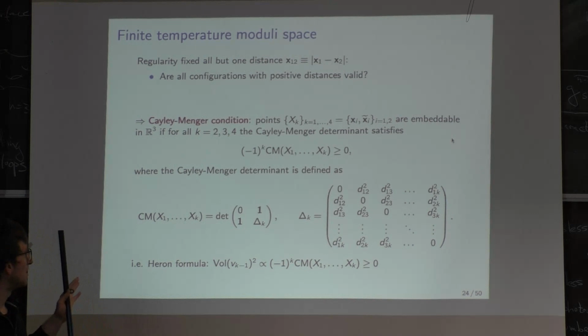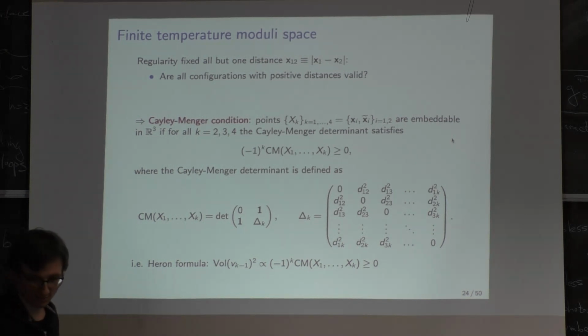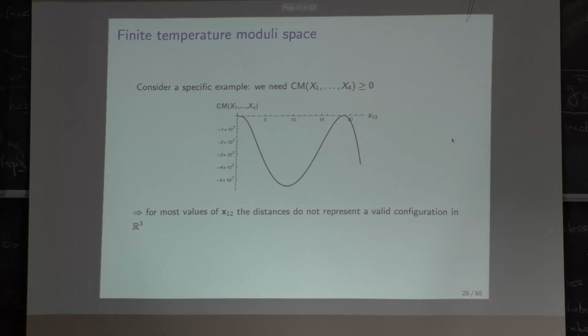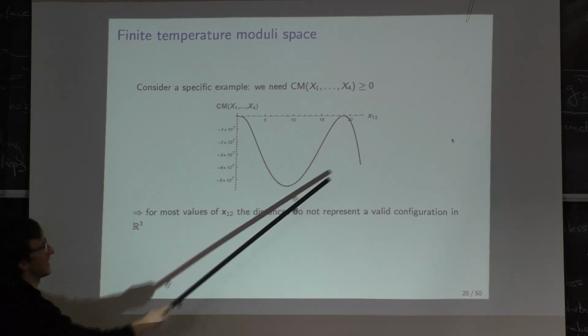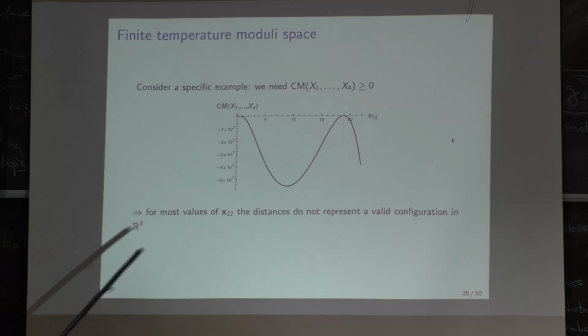So now what we simply do to analyze this moduli space is we pick a specific charge configuration and we analyze how this condition plays out in a specific example. So if you plot this volume of the tetrahedron in terms of the distance x12 that we have, you're going to find that actually for most of the values of the moduli, you don't get a valid configuration. So we get some distances that don't actually make sense as distances between points.